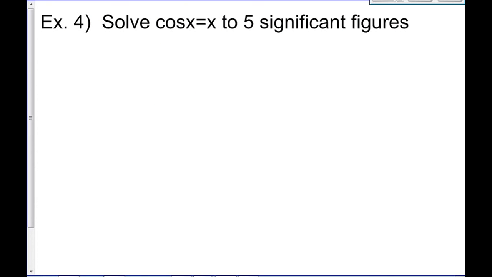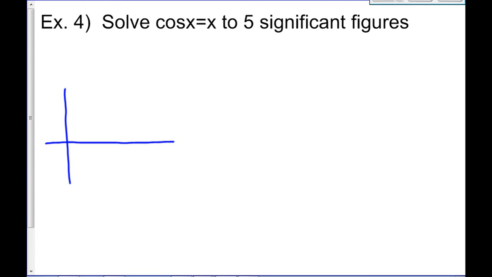Okay, let's take a look at one last example here, one where we couldn't solve it analytically even if we wanted to, and where we are not given any guesses. So we want to solve cos x equals x to 5 significant figures. When you don't know the value to guess, the best plan is to start off with a sketch so that you know what your x1 is going to be, or you can have a decent idea.